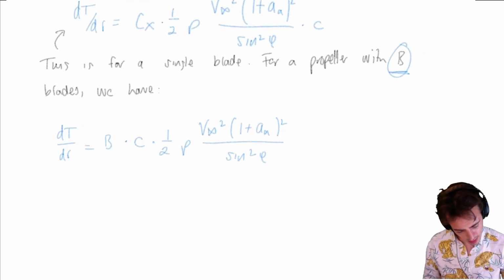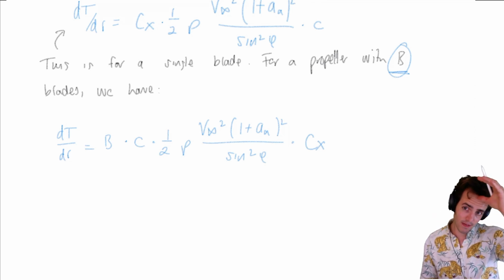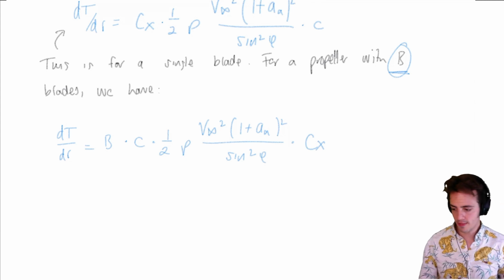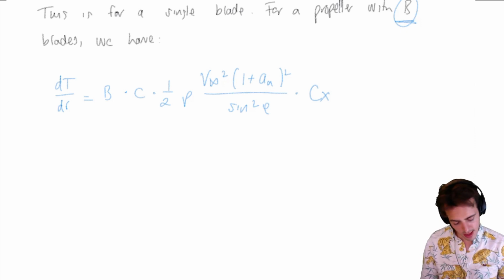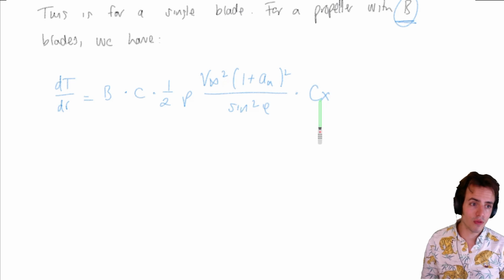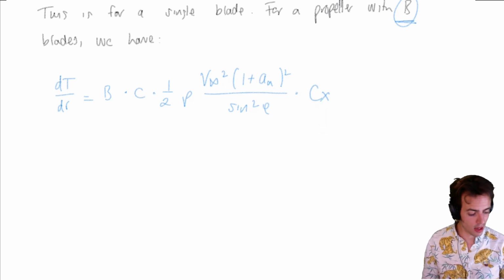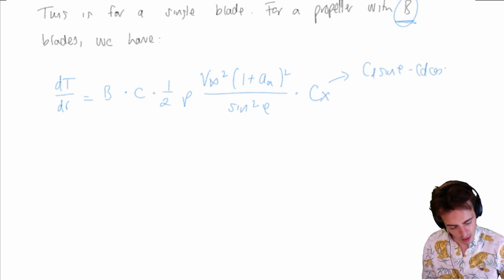And I've missed a term out in here. The bit that I've missed out is my Cx. Cx is, remember, Cl sine phi minus Cd cosine phi. So this is then our dimensional thrust, and our dimensional thrust gradient is a function of the number of blades, chord, a half, whatever the atmospheric density is, flight speed squared, induction factor squared, advance angle squared, and then my axial force coefficient that we just invented earlier. So remember that Cx was Cl sine phi minus Cd cosine phi.